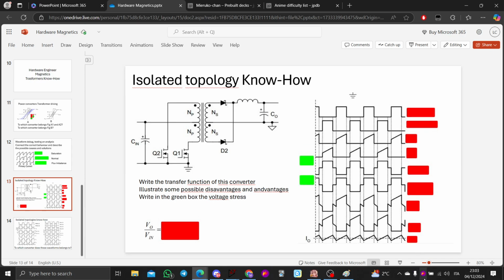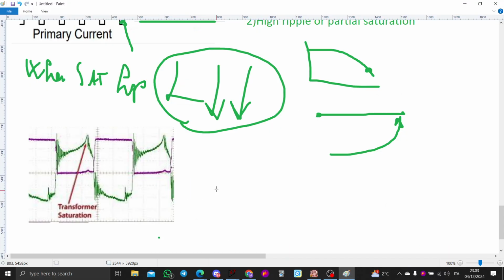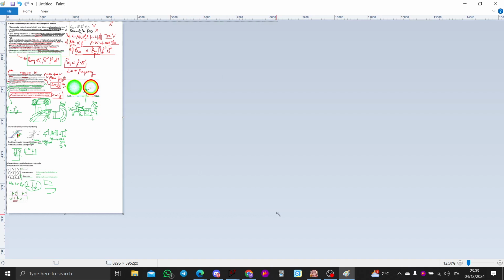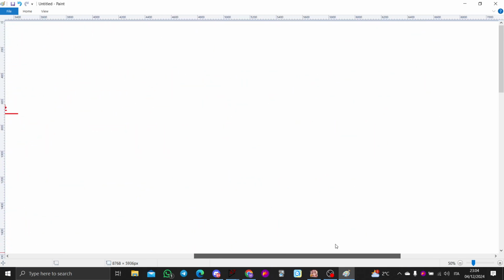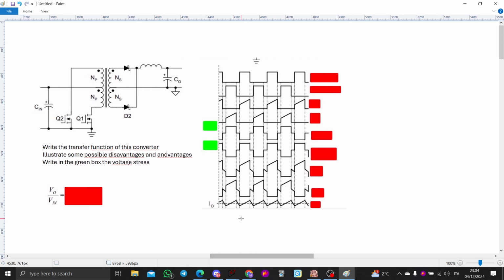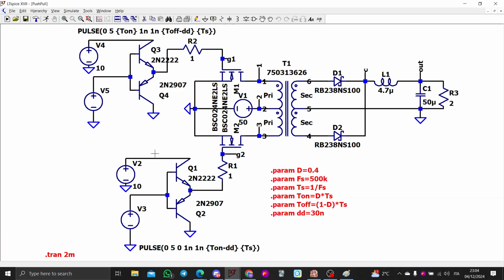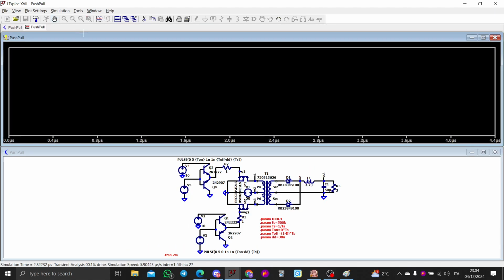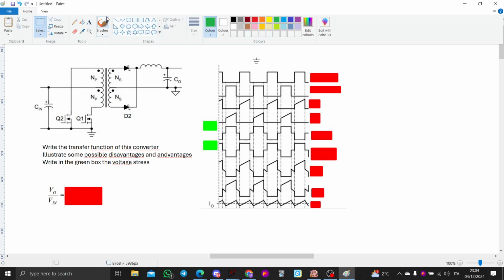Isolated topology know-how. So here we have to understand what these guys are. Okay, so this is a push-pull, and of course I could open Spice in a minute and simulate the push-pull. Maybe I already have a push-pull here. Okay, I do have a push-pull already done. So we can run the simulation and discover everything together. But let's think that we are in an interview and you cannot simulate in any way. So what is the transfer function of this?